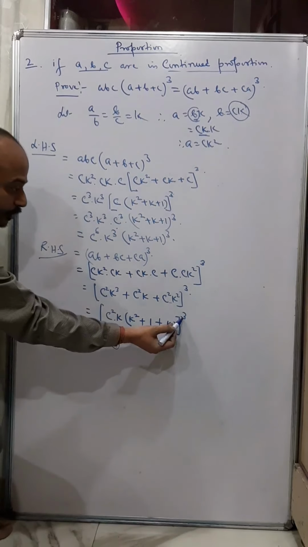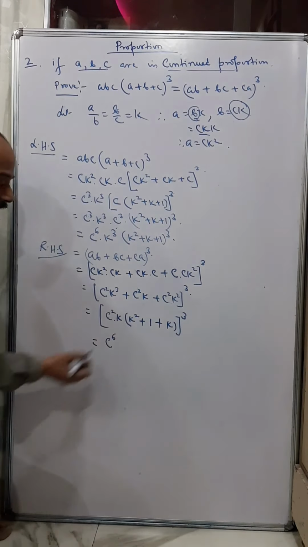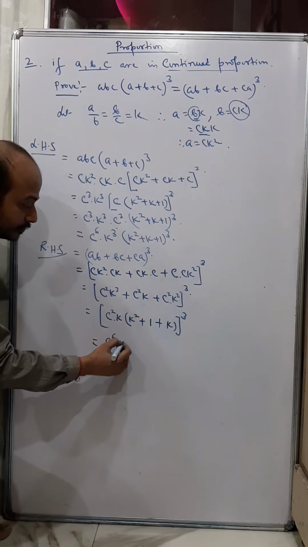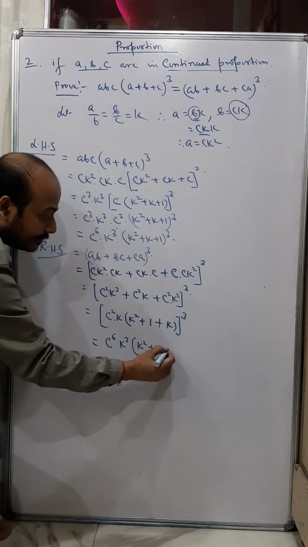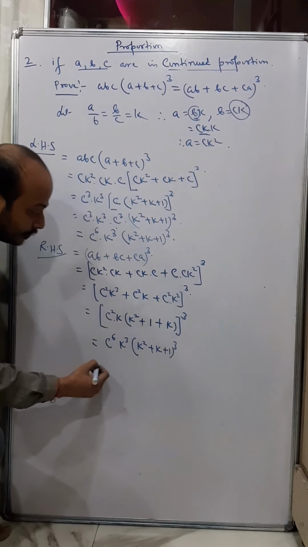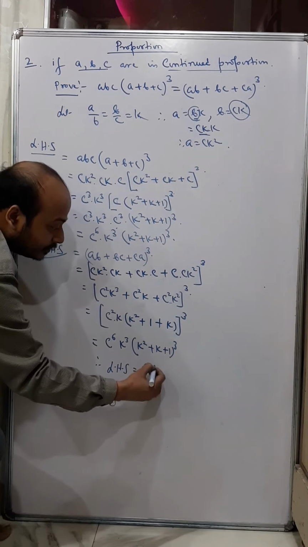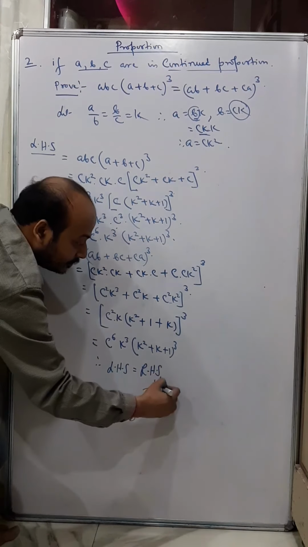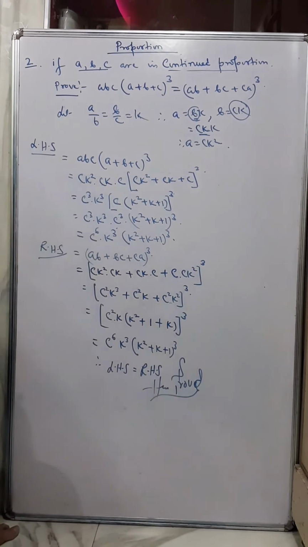And now you see, C square whole cube becomes C6 K cube, and then K square plus K plus 1 and whole cube, and therefore LHS is equal to RHS, and we get hence proved. So that's hence proved. Okay, understand? Okay, so copy it.